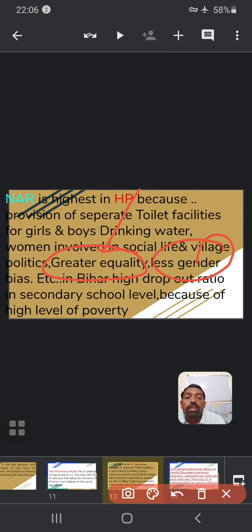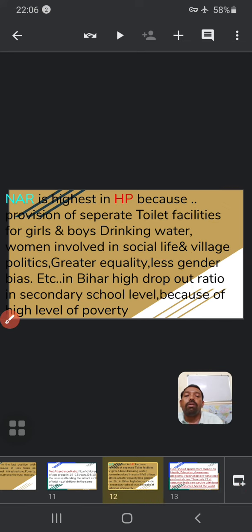Another thing is, why is Bihar the lowest? Because the dropout ratio is high at the secondary school level. They are not completing their ninth and 10th classes because, again, poverty is the main problem. Poverty is a reason for many problems. Why are they poor? Because they are poor.